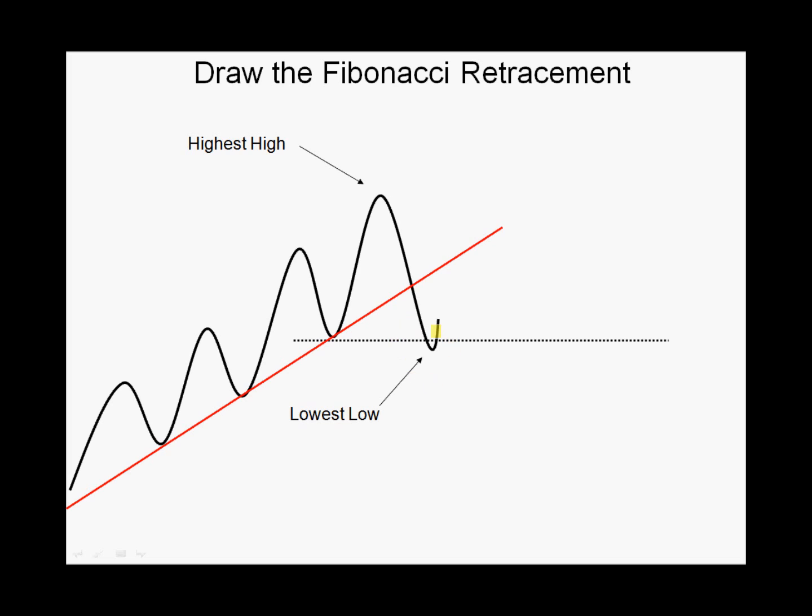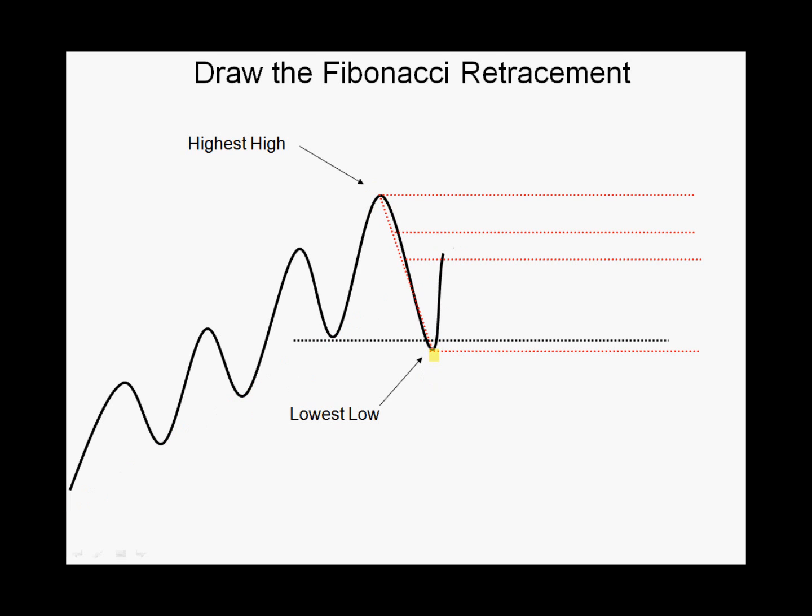The market does that, and then you want to identify the lowest low and the highest high. Once that is done, you want to draw the Fibonacci retracement tool from the highest high to the lowest low. The market's going to bounce back up and hit a Fibonacci level. In this case, it's hitting this Fibonacci level, which is 62%.